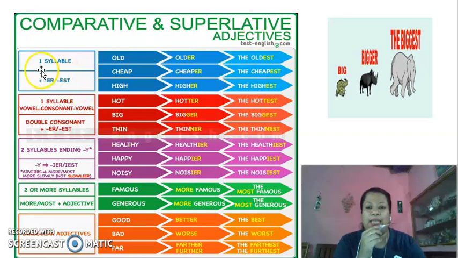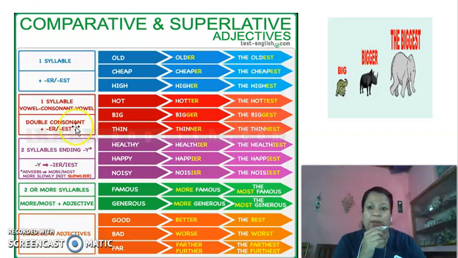Okay, for example, if a word has one syllable, that means when you say the word old, I say it just in one go, right? I cannot break it. So the syllable, okay, if it has just one syllable, you need to use er and est, okay, followed by the word. So old, older, oldest, cheap, cheaper, cheapest, high, higher, highest.